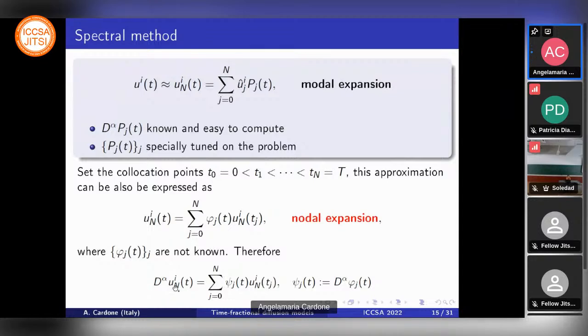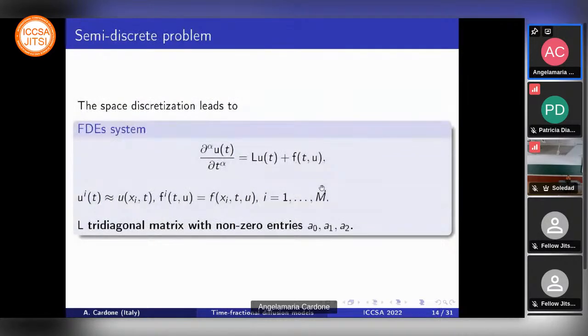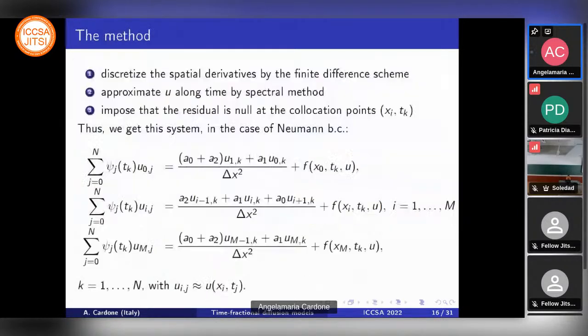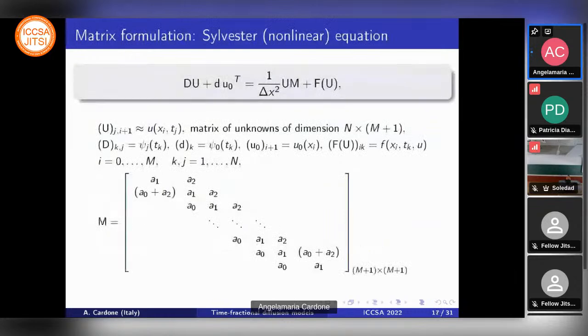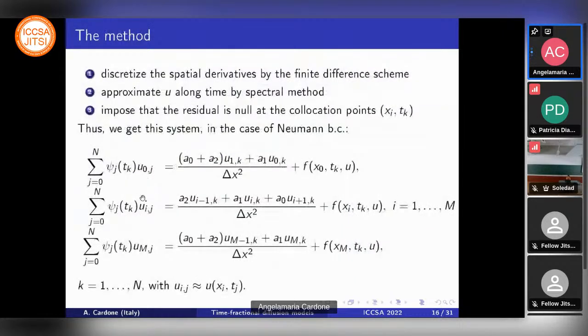And so once we replace those in this nonlinear system, and we ask that this equation hold at the collocation point tj, we come to a set of equations, which can be written in a more compact form in this way. But let's go back. So we have on the left hand side the unknowns uij, and on the right hand side the discretization along space. But now the system cannot be solved because we need to compute those Vj at tk.